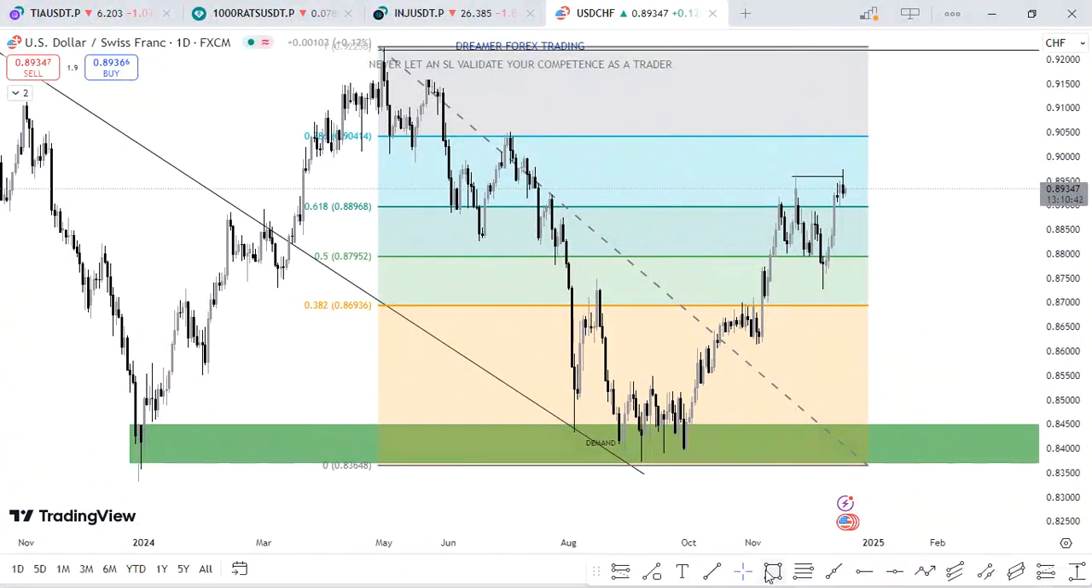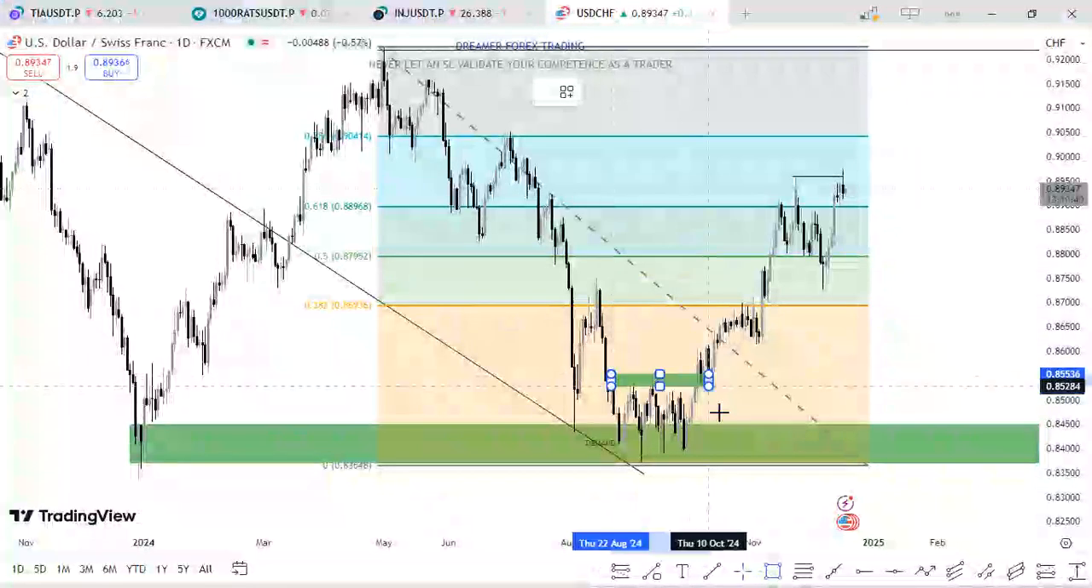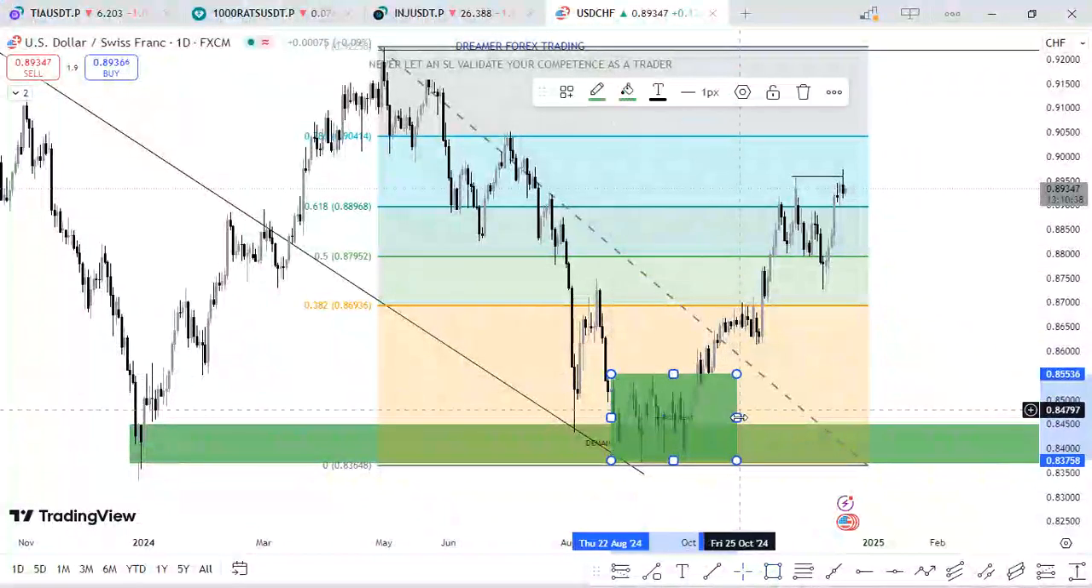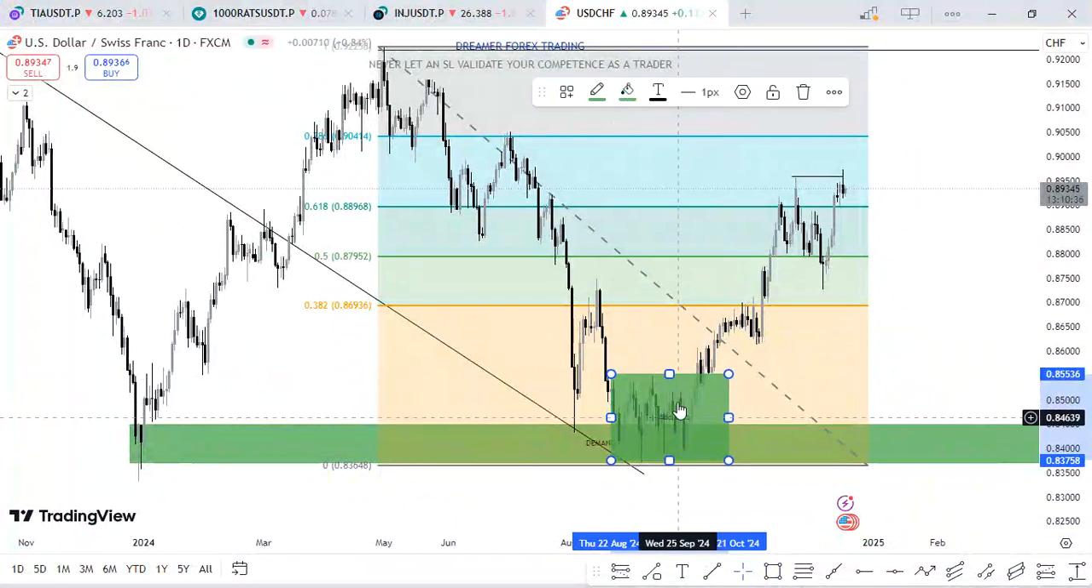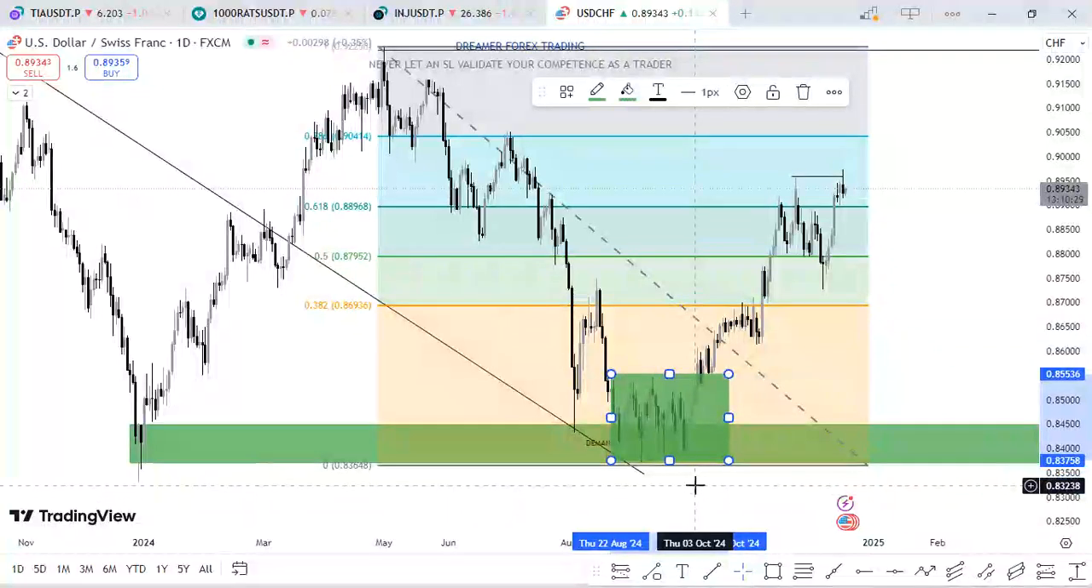But if I were to enter, I would wait for price to clear this particular phase, right, to finish this particular phase, because it was consolidating at this point. So I would anticipate price to break out of this zone, okay, either upwards or downwards, to tell me the ideal direction that the market would move towards, and then I would hypothetically enter my trade at that particular point.